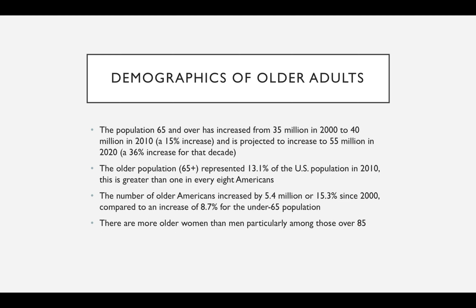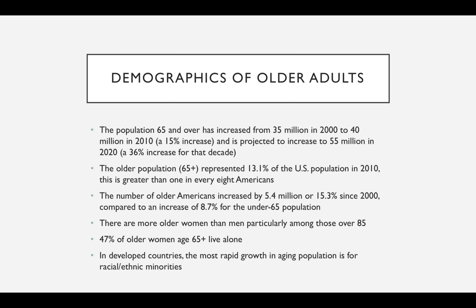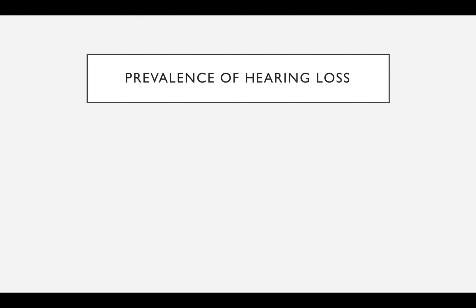And there are more older women than men, particularly among those over 85. And 48% of older women aged 65 plus live alone. And in developed countries, the most rapid growth in aging population is for racial or ethnic minorities.